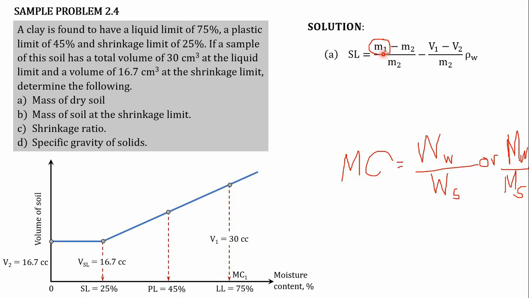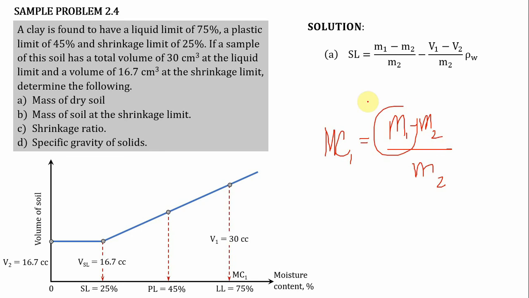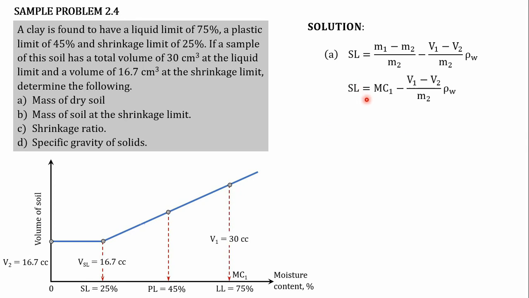Since that is M1, class, M1 minus M2, we can conclude that MC1 is equal to M1 minus M2 divided by M2. This is the initial moisture content because that is M1. Okay, got me? So by simplifying, SL is equal to MC1 minus V1 minus V2 divided by M2 times the density of water.